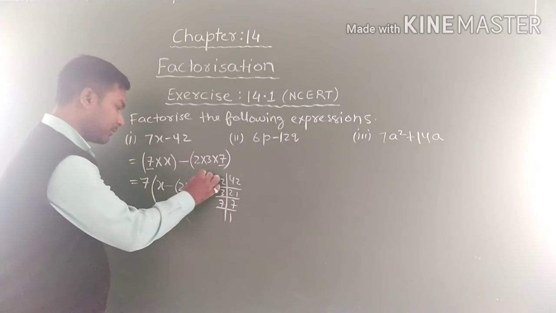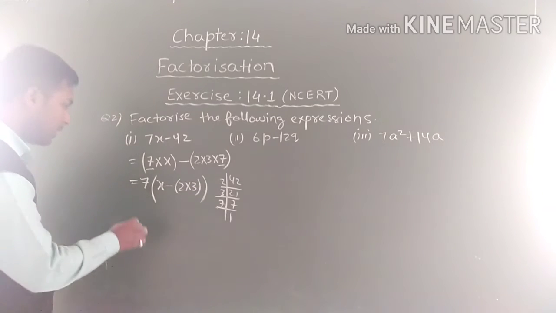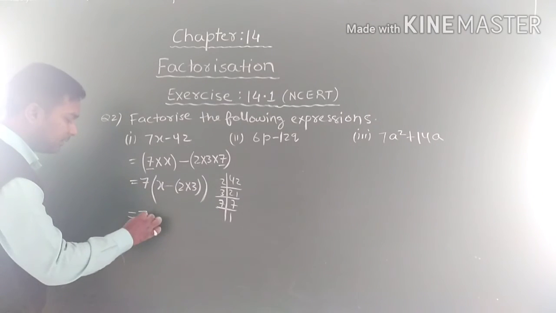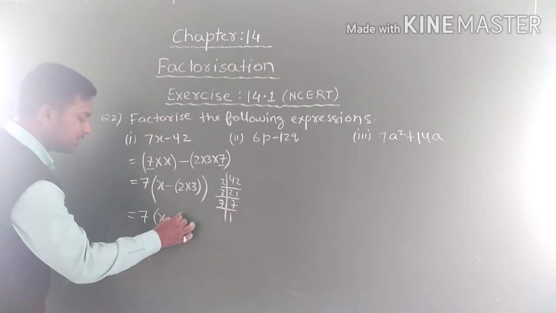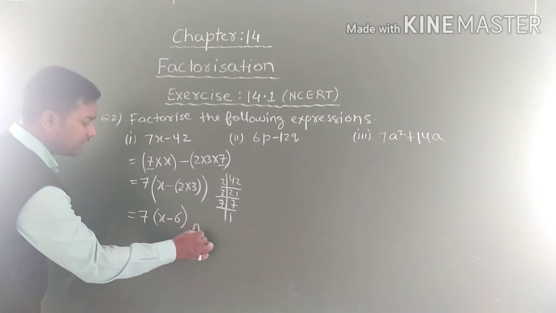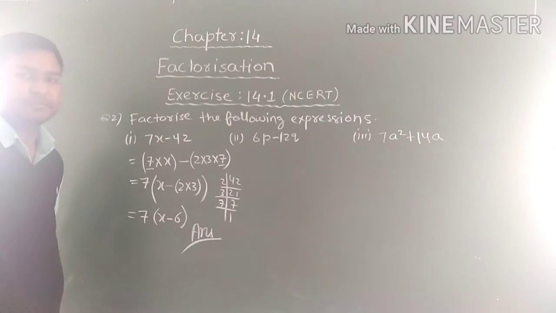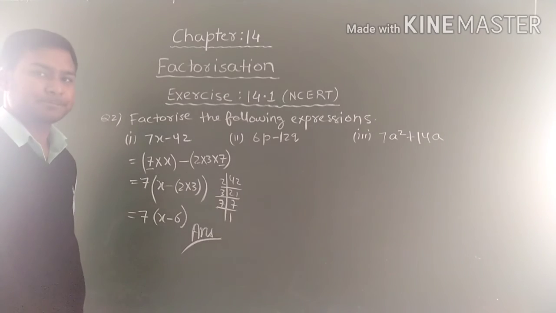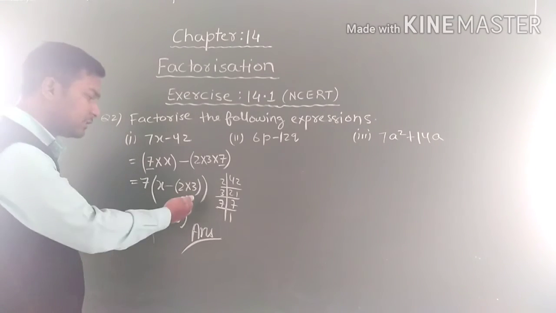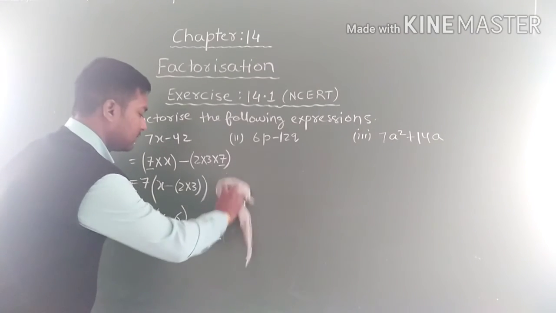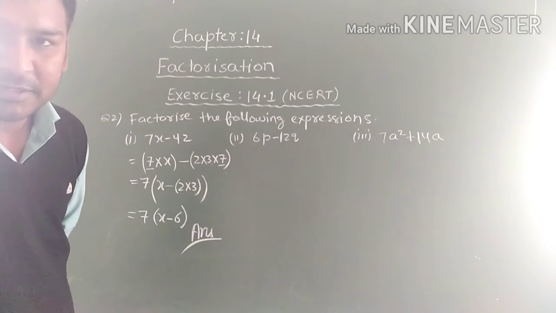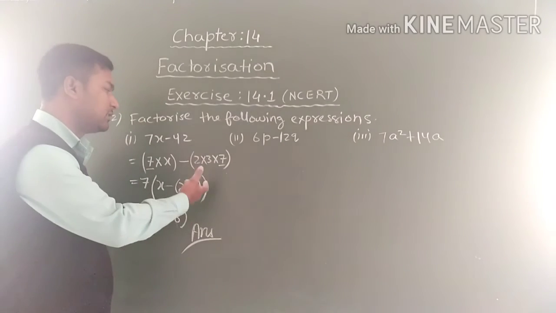Now 7 and (x minus 2 into 3), that is 6. Now this is the answer. Is it clear? This is the process of how to factorize it. This is the method of how to factorize an expression.